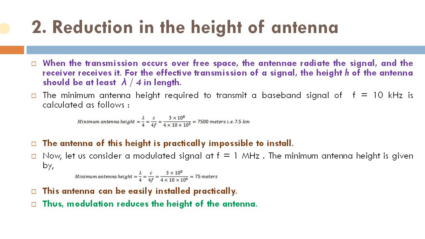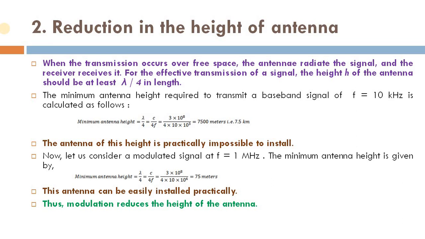Now let us consider the reduction in height of antenna. When the transmission occurs over free space, the antennae radiate the signal and the receiver receives it. For the effective transmission of a signal, the height of the antenna should be at least quarter wavelength in length. The minimum antenna height required to transmit a baseband signal of frequency f equal to 10 kHz is calculated as follows. Minimum antenna height is equal to lambda by 4.